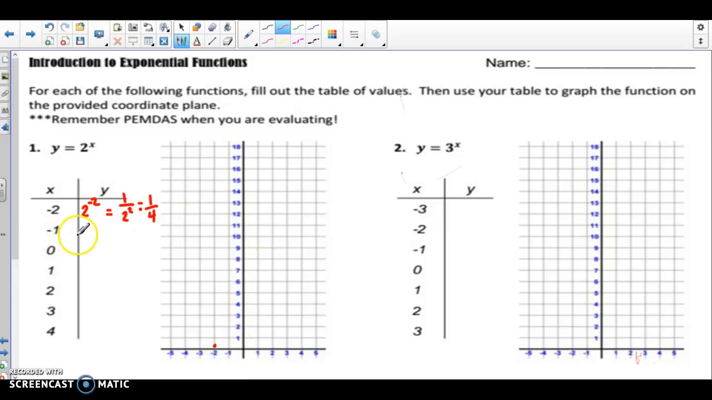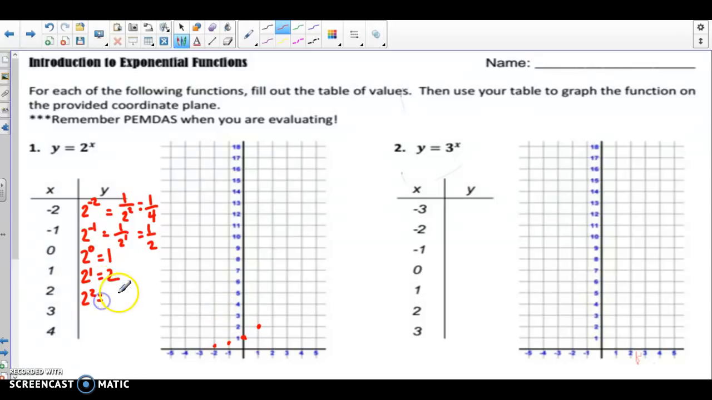Then we have 2 to the negative 1, which would become 1 over 2 to the 1, which is just 1 over 2. So at negative 1, we're at a point of 1/2. Okay, 2 to the 0. Anything raised to the 0 power is 1. So when x is 0, our y is 1. 2 to the first is 2. So when x is 1, y is 2.